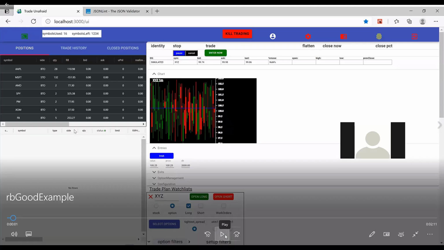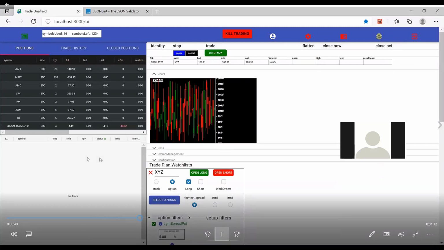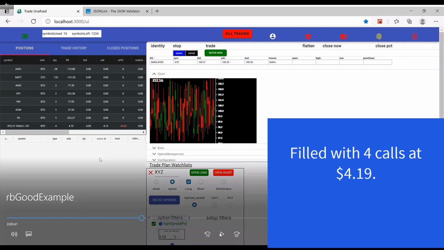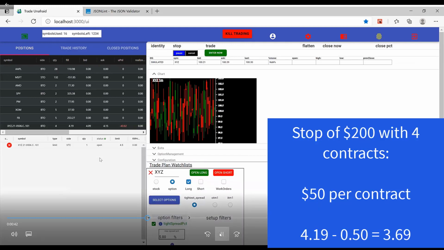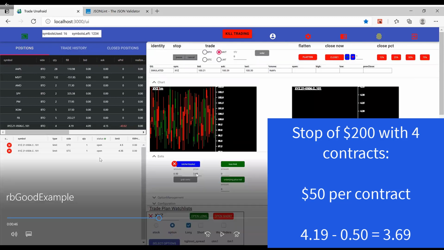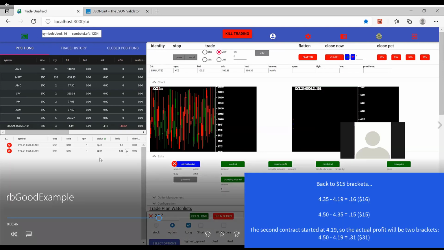Now let's get up a video of the trade working. Here we have a break of 100.25. Okay, so we have our fill of 4.19, and our stop is at 3.69. The same $50 is going to be a $200 stop on a quantity of 4. Now, right here, we have our $15 first bracket gain and our $30 second bracket gain.